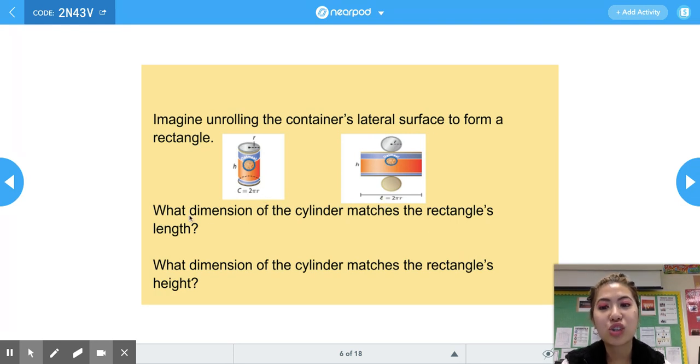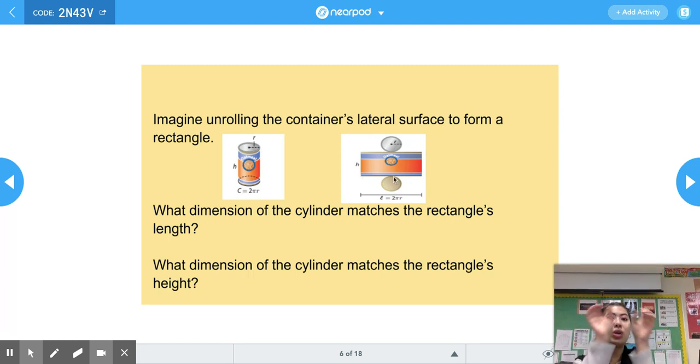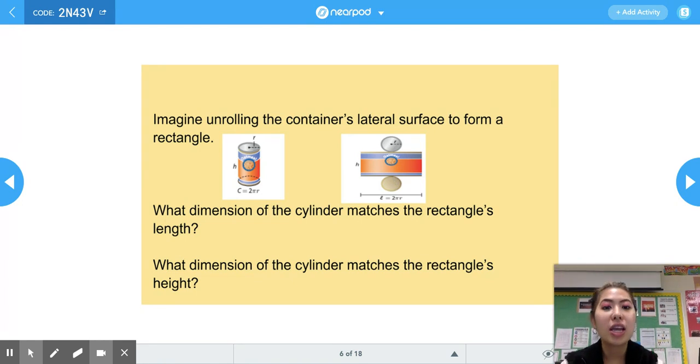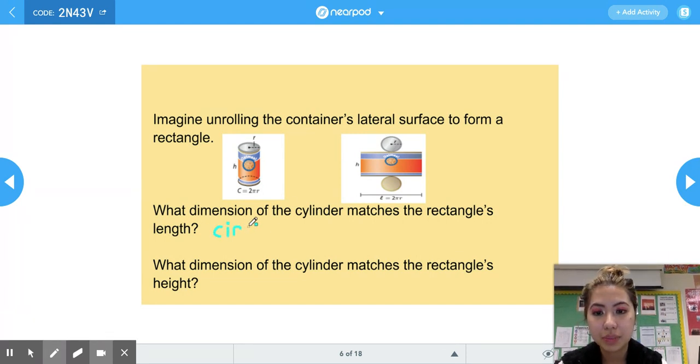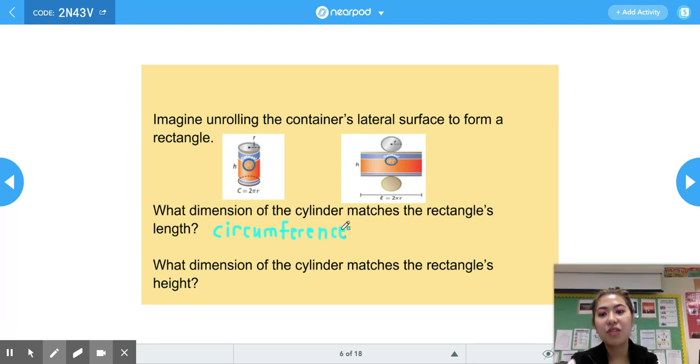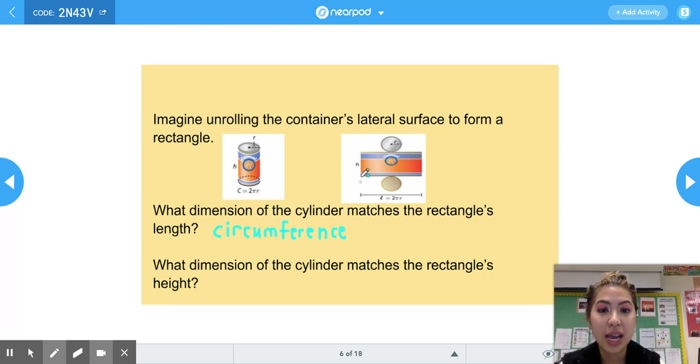To answer the question, which dimension of the cylinder matches the rectangle's length? The rectangle's length is going to be the circumference of the circle, because when we unroll that rectangle, it used to be rolled around the circle. So we're going to say that it's the circumference. Then, which dimension of the cylinder matches the rectangle's height? It's just going to be the height of the cylinder.